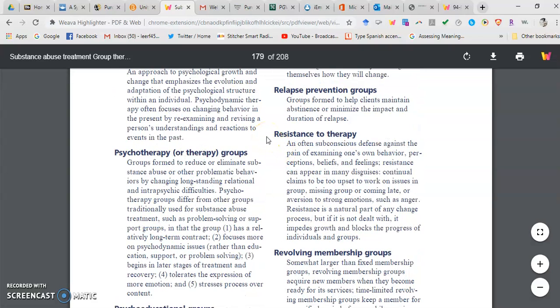Also, we'll discuss on Monday any kind of resistance. Before placing somebody, if you have the opportunity to interview them, you're going to be testing out their resistance. You're going to be testing out where they are in terms of their readiness to participate in a group or readiness to change. And we'll talk about all of that during seminar.